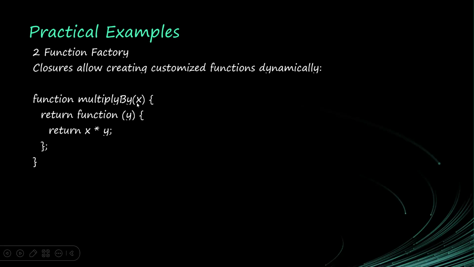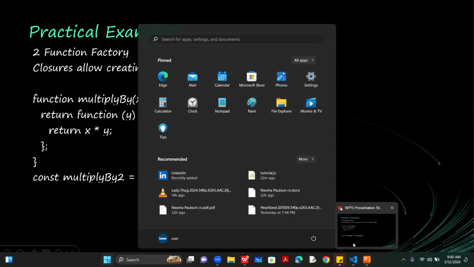Multiply by. Okay, so our multiplyBy is the outer function. It takes a parameter x. It will return another function that would also take another parameter. But look at the implementation: the inner function is going to return x and y. Okay, so this is a function factory. Let's go and demonstrate it here.